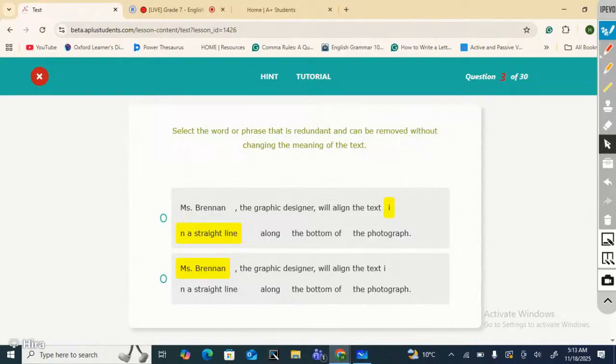Okay, so Ben, your answer is option two. You're saying Miss Brennan is the word that is redundant. Are you sure? Option two. I'm just asking. I mean, is Miss Brennan the word that is needlessly repeated elsewhere in the sentence? Think about it.